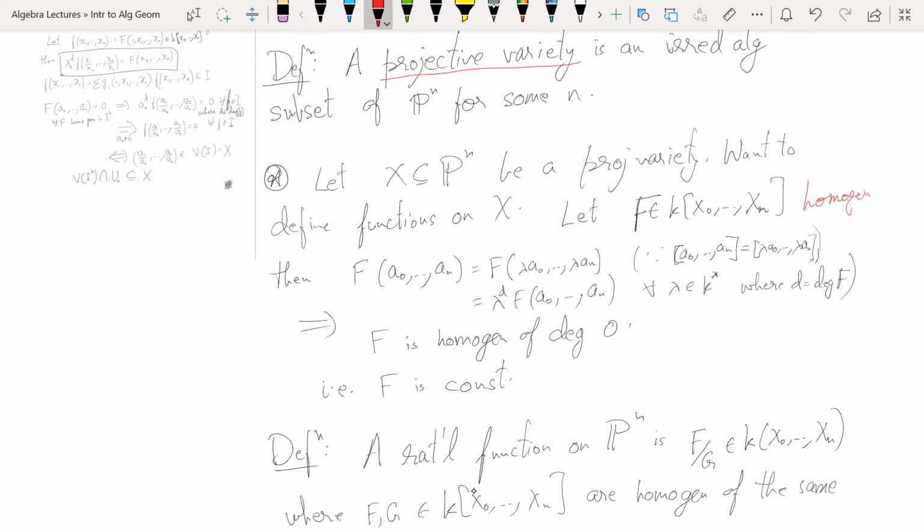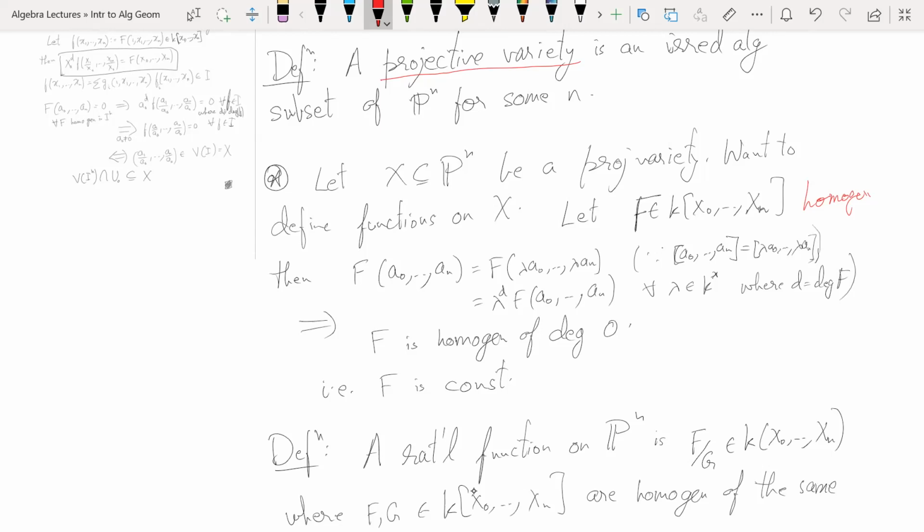So this will be well defined only if d is 0. Yeah, then only you get this. So this means that a homogeneous polynomial in K[x0, ..., xn] defines a function on X only if f is a homogeneous polynomial of degree 0. And such a polynomial is basically a constant. So any polynomial of degree 0 is a constant polynomial, and of course every constant is homogeneous.